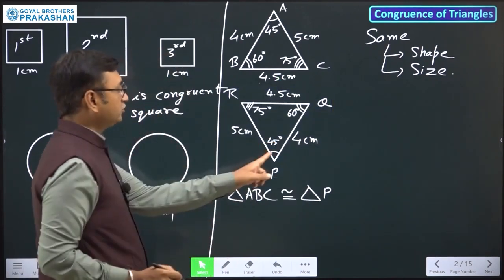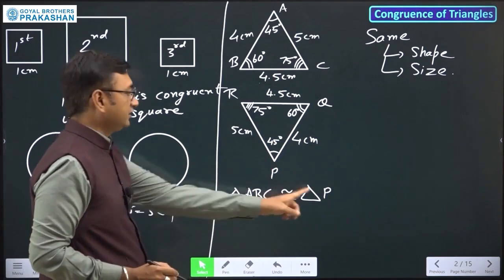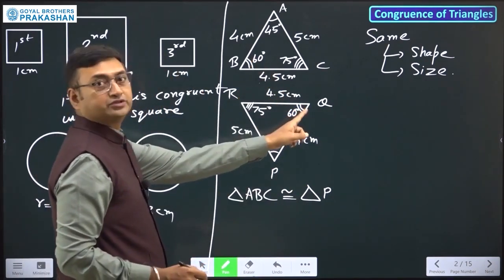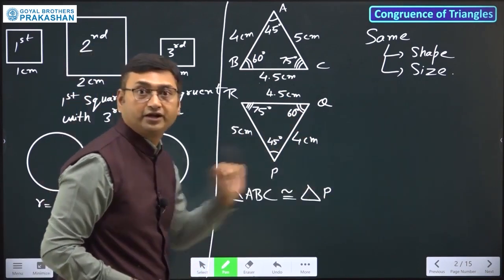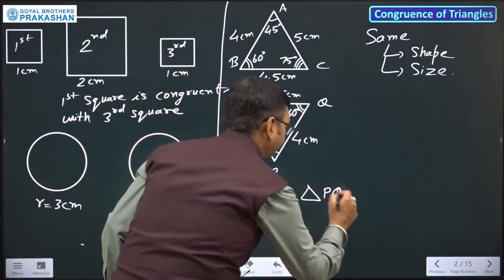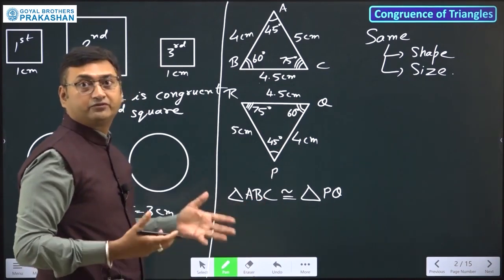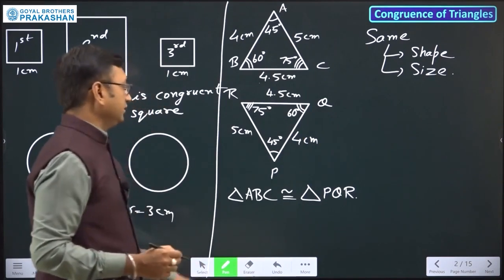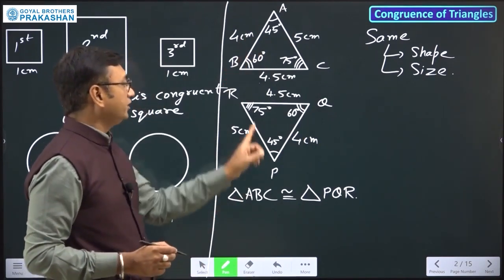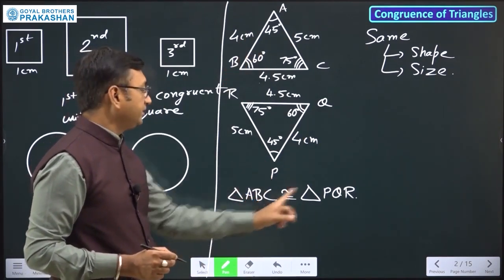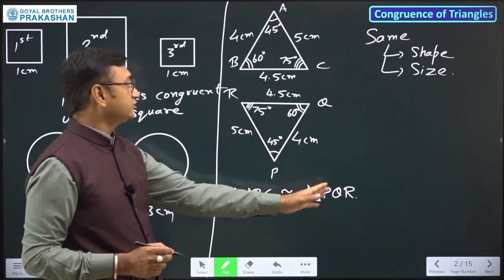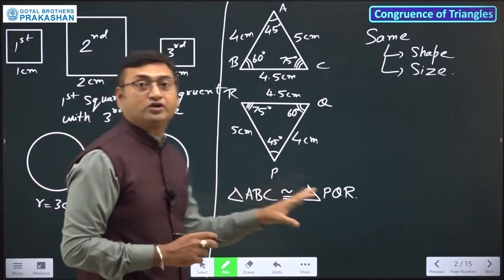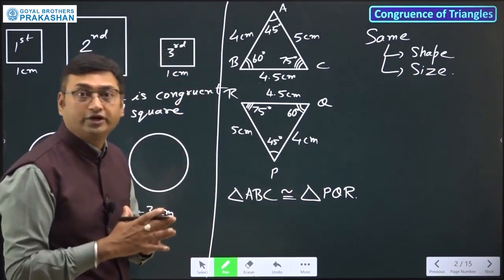Now in place of A we can write P. In place of B, because B is 60 degrees and Q is 60 degrees, we have to write Q. And the last part which remains is R. Now here point A is congruent with point P, point B according to naming is Q, and point C is with R. So by naming only we can say which sides are congruent to each other.